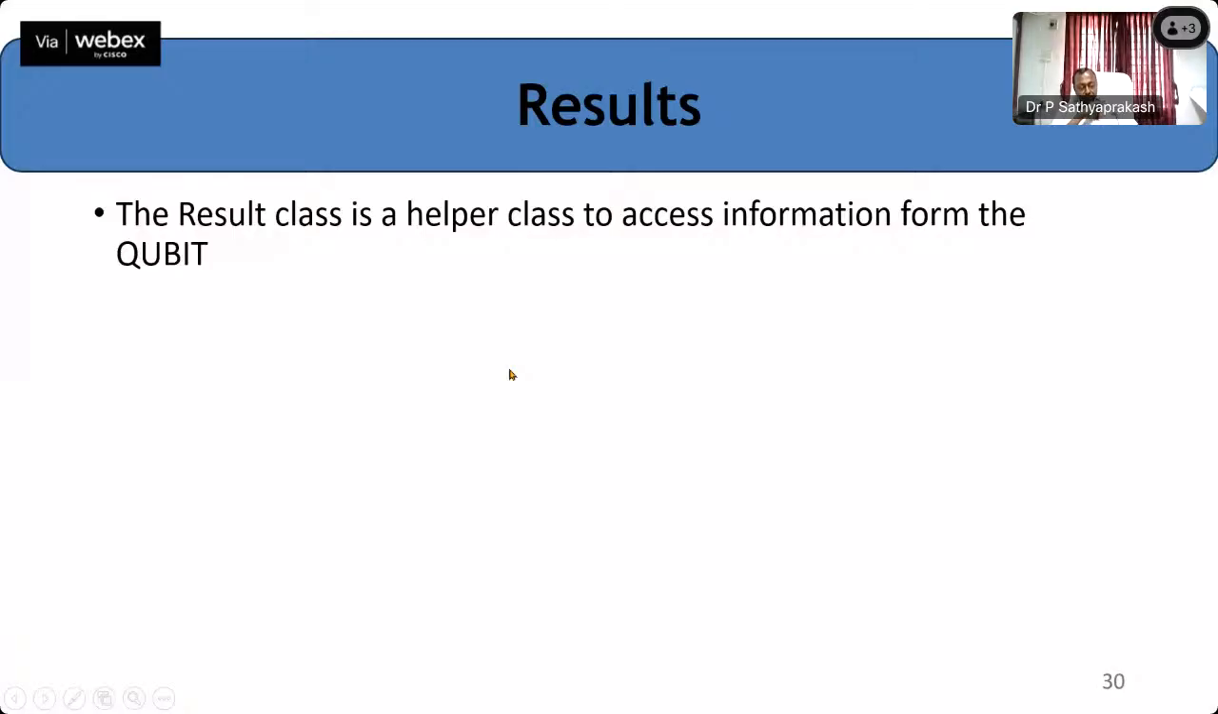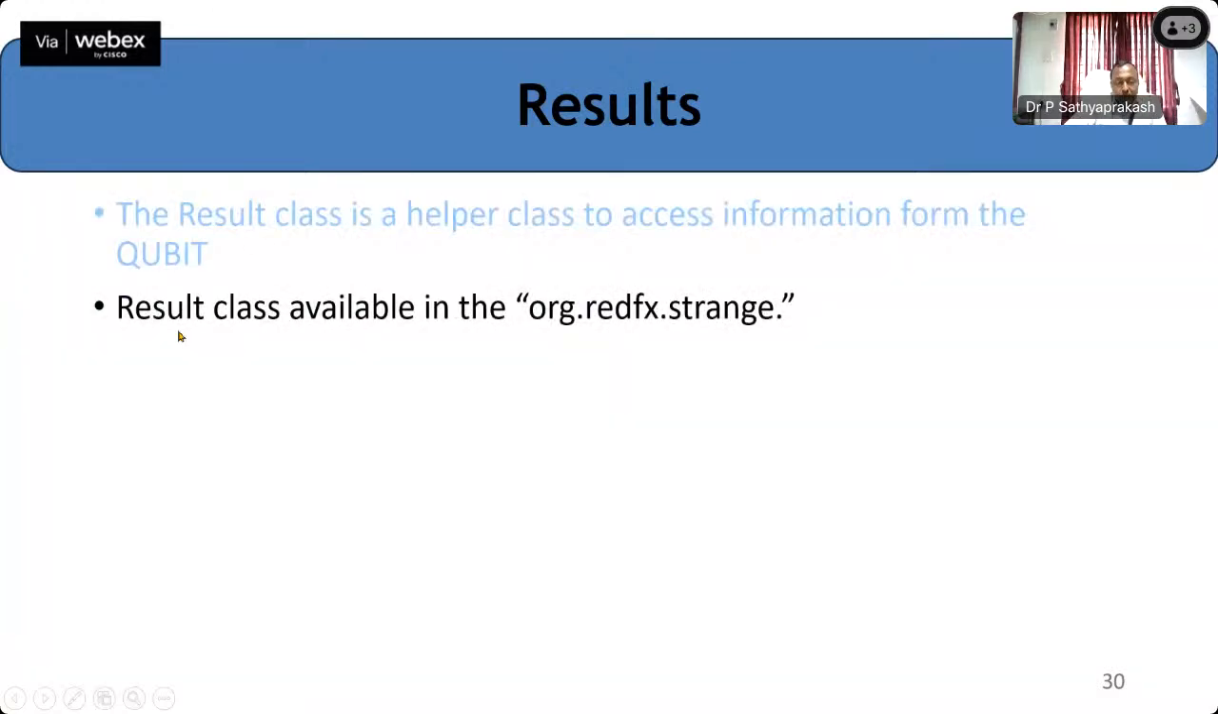See, Java programming is all about either class or interface. So all we have seen so far is classes and interfaces. In the code I will show you which are classes and which are interfaces. So the Result class is available from which package? org.redfx.strange. See why I am saying then and there, while we write the code, these import statements should be accompanied between the package and the class name. There we need to categorize all the required import statements.